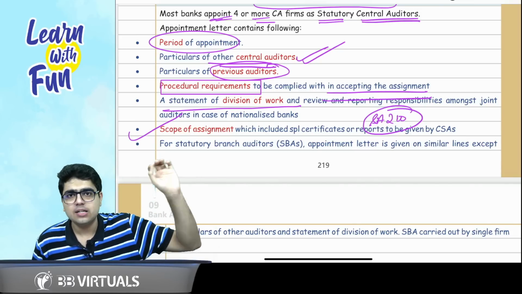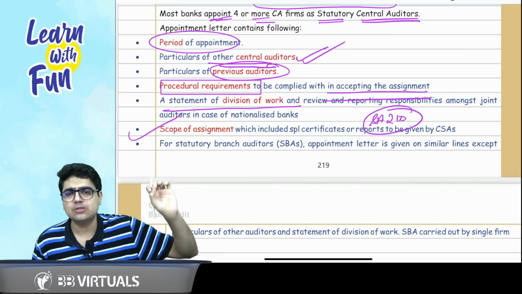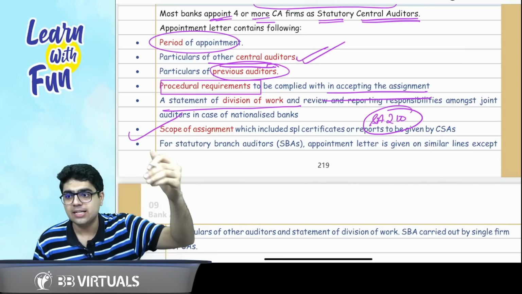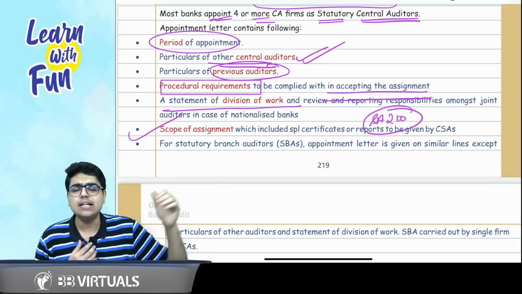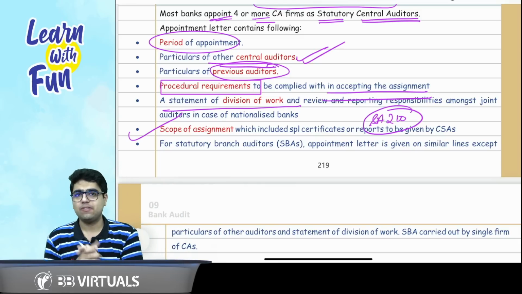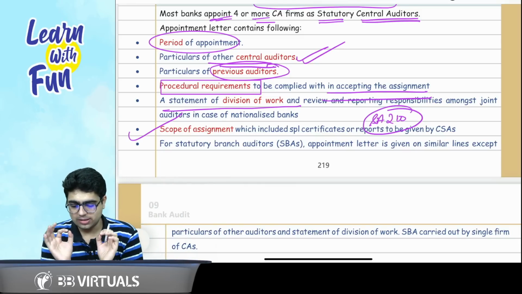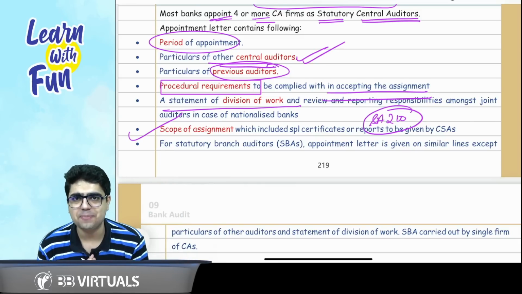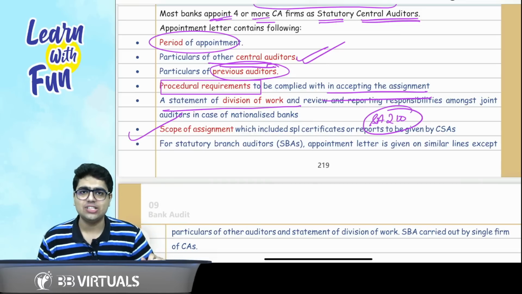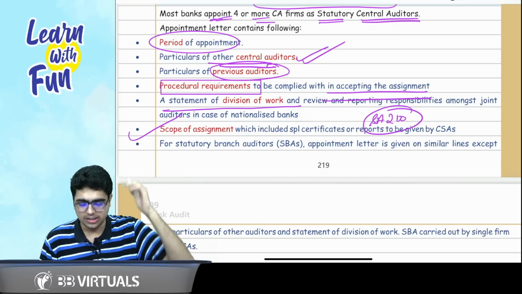Period of appointment, scope of assignment, details of other auditors, and details of previous auditor. And as someone told, joint audit SA 299 will be applicable. So a statement of division of work will be prepared and also shared with the management.